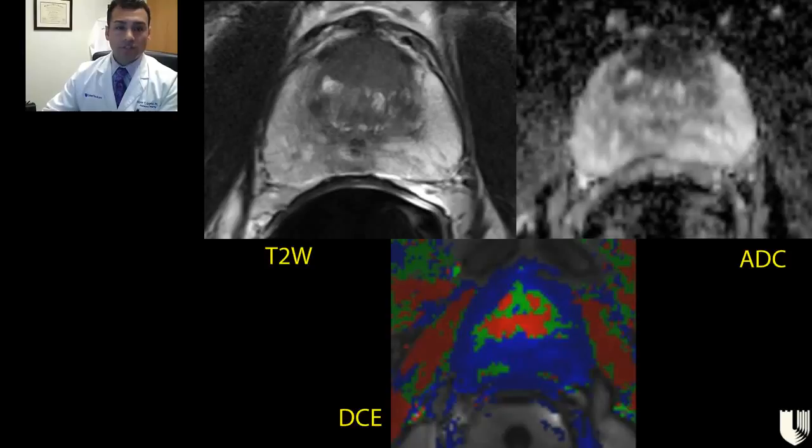So these are the images here that comprise our multiparametric MRI at 3 Tesla using an endorectal coil, the T2 weighted images on the top left, the ADC images on the top right, and the perfusion maps on the bottom. And what we'll see here is that there is a very large anterior cancer identified that is T2 dark, has markedly restricted diffusion, and highly suspicious perfusion kinetics. So this is a huge tumor, about a 3.5 cc tumor in about a 35 cc gland.